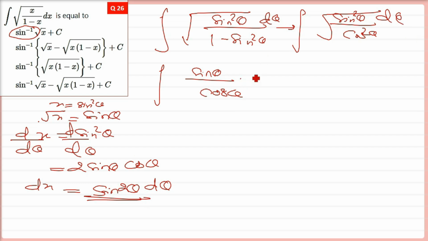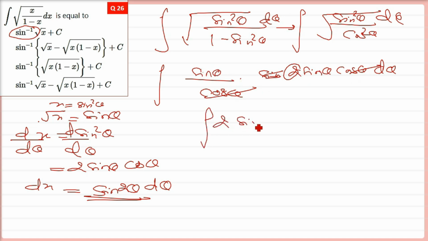But will this tan theta give us something? I don't think so, because this dx has to be utilized. So dx equals sine 2 theta d theta. I am writing sine 2 theta as 2 sine theta cos theta. Let's forget about that tan theta thing which I just uttered. So 2 sine square theta will come. Cos theta will get cancelled. 2 sine square theta will come.